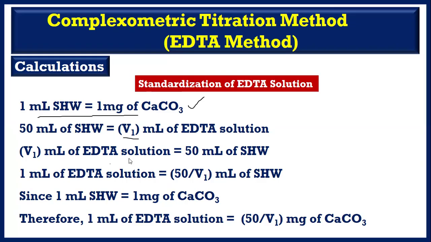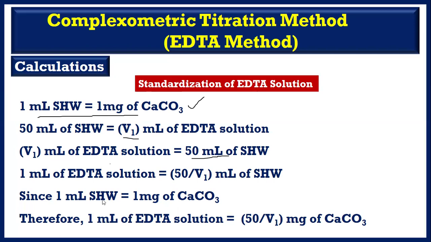V1 ml of EDTA is equal to 50 ml of standard hard water. Same thing here: 50 ml standard hard water is equal to V1 ml of EDTA. Now, if we want to calculate it for 1 ml of EDTA, this V1 comes out here. So 1 ml of EDTA is equal to 50 by V1 ml of standard hard water.